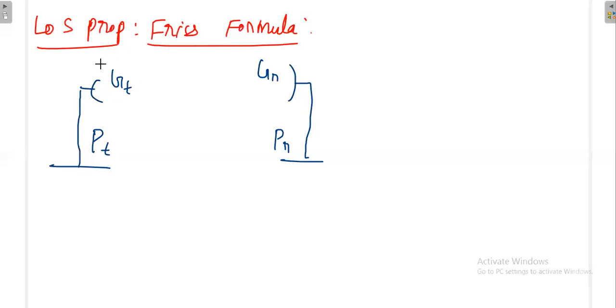When I am transmitting the power PT, what is the power density? The power density is simply PT divided by 4 pi r square.